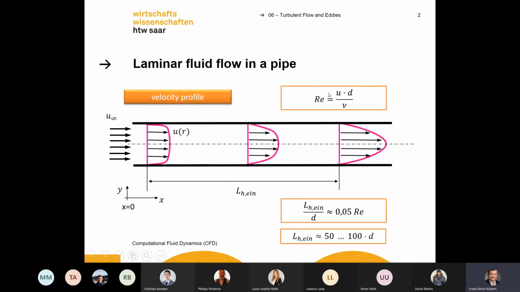This will give you a hint if the fluid flow is turbulent. If the Reynolds number is below 2320, it is laminar, and if it's higher than 2320, the fluid flow is more or less turbulent. But we have to look a bit more into the detail of turbulence now.